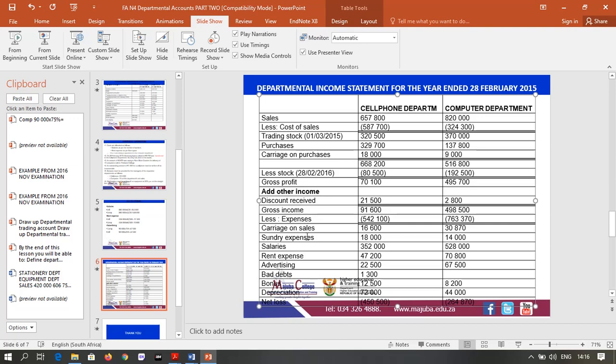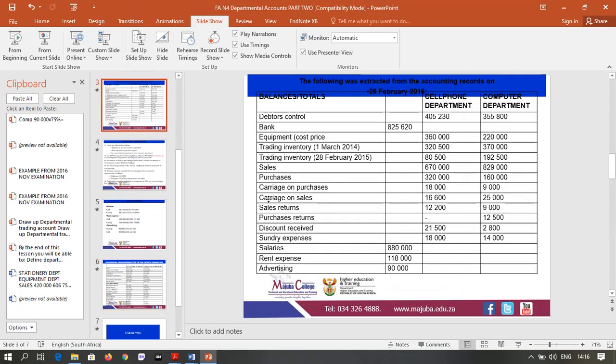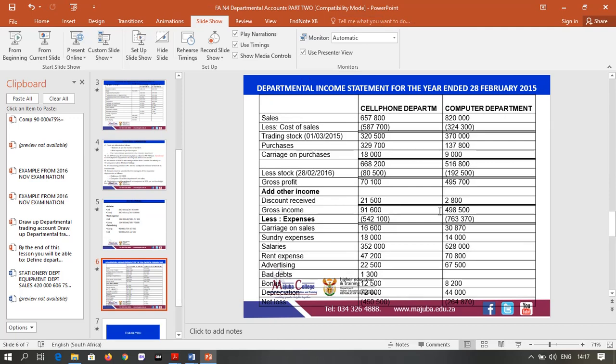This is very important, so take notes. Then you go to your given information and check anything that you can add to other income. Yes, there is discount received: 21,500 and 2,800. Those amounts come here. You add the 70,100 with 21,500 to get this amount of 91,600.